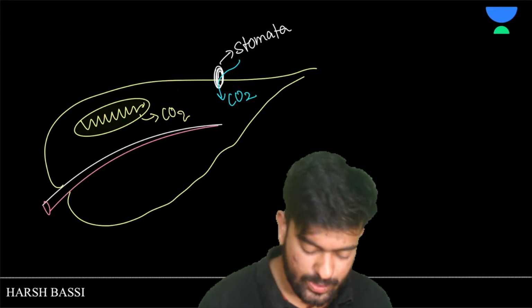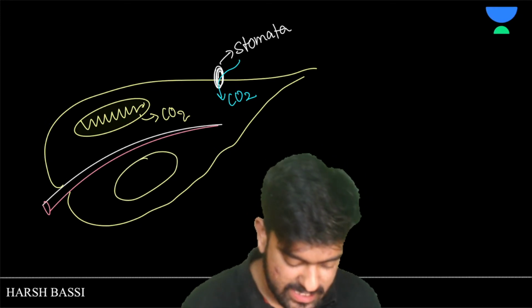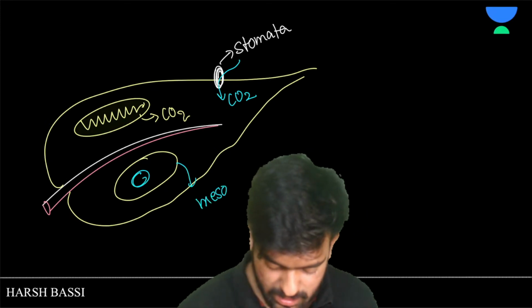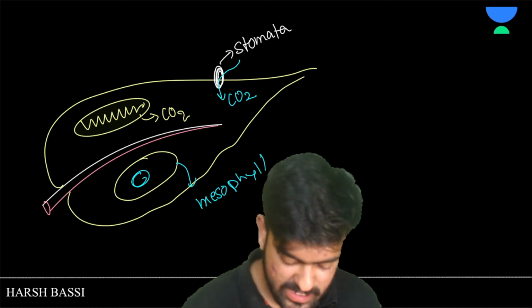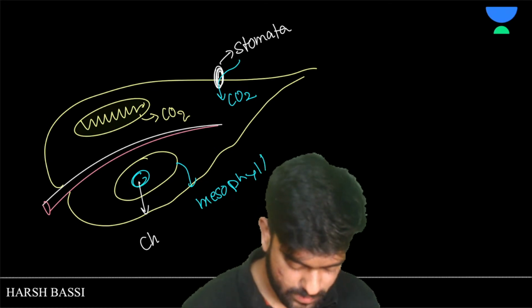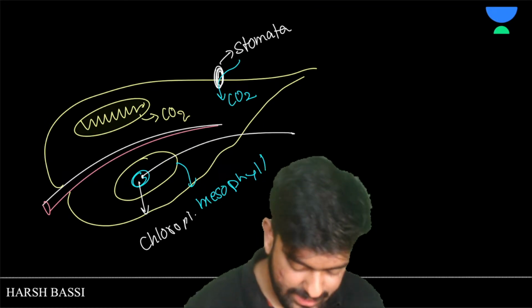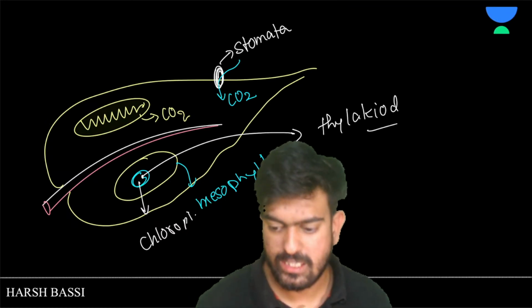Now this CO2 is going to enter your mesophyll cell, and inside the mesophyll cell we have the chloroplast. Okay. This is the mesophyll cell, and inside this mesophyll cell we have the chloroplast. And inside the chloroplast we have the thylakoid. Clear to everyone? So this is where we are getting the CO2 from.